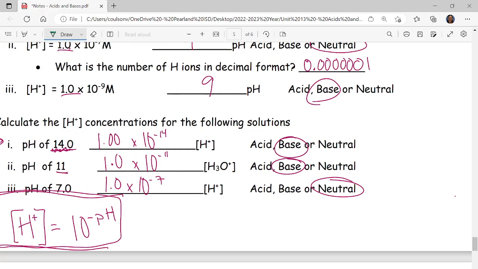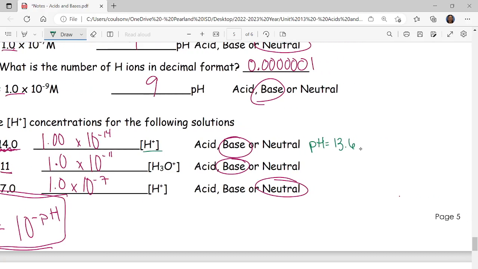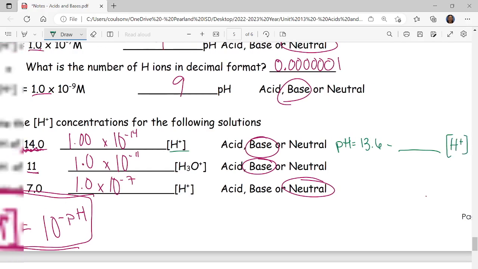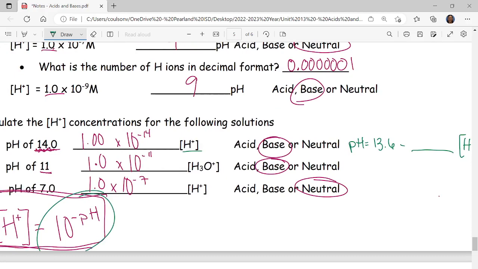The first thing I want you to write is, let's say your pH is 13.6. And I'm asking you for the same thing that I was here. So I'm basically just going again. If your pH is 13.6 and you need to calculate your hydrogen ion concentration, so pH of 13.6, blank is your hydrogen ion concentration.